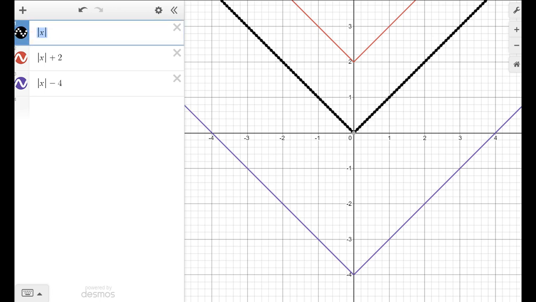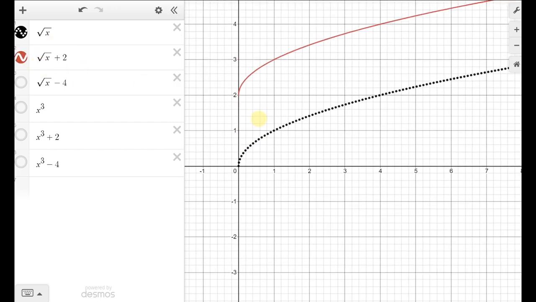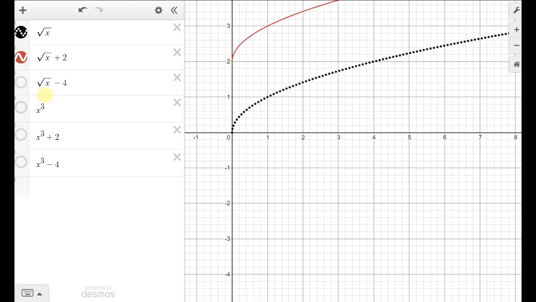So let me just change these. You don't have to copy this down, but just to show you that this always works, here's my function, square root of x. If now I change this to square root of x plus 2, look what happens. It moved up, right? It moved up once again by 1, 2 units. And if I were to subtract 4, you can see that this graph has just moved down. It stays intact, it just changes.